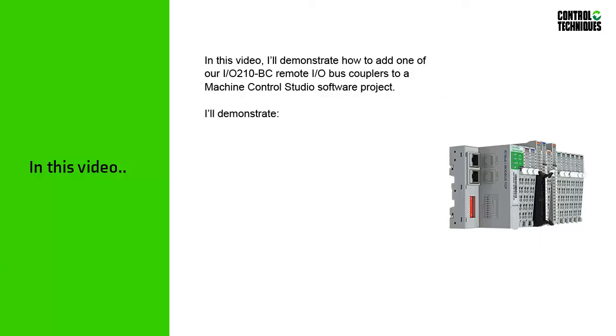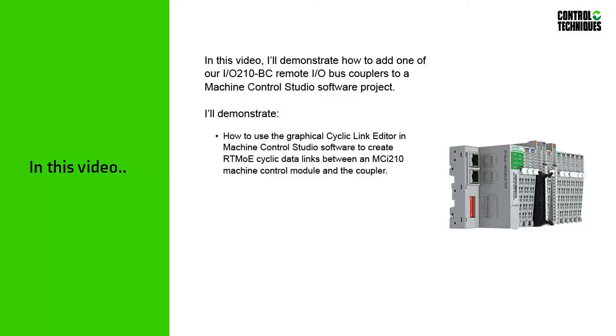In this video, I'll demonstrate how to add one of our O210-BC Remote I/O bus couplers to a Machine Control Studio software project. I'll demonstrate how to use the graphical cyclic link editor in Machine Control Studio software to create RTMoE cyclic data links between an MCi210 machine control module and the coupler. How to access and use digital inputs and outputs as part of a Machine Control Studio program POU. So if you're ready, let's get started.